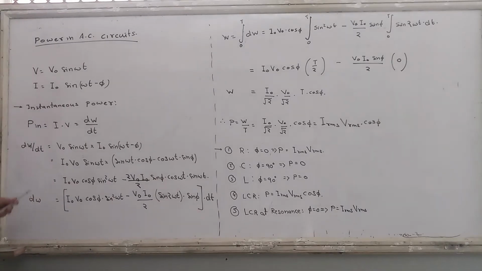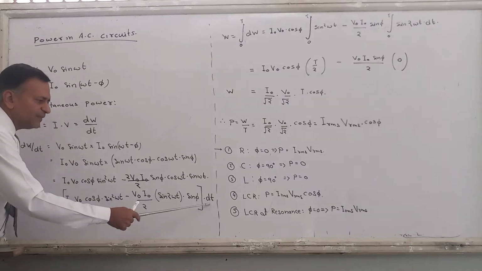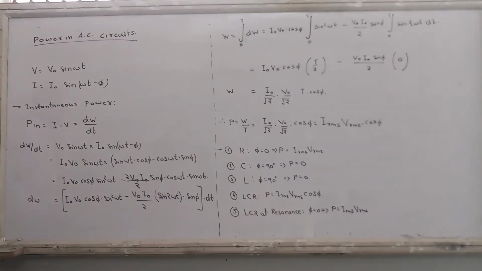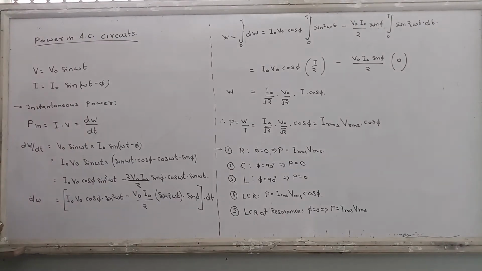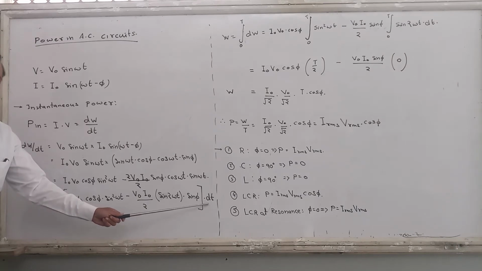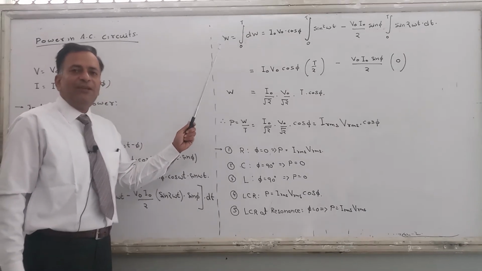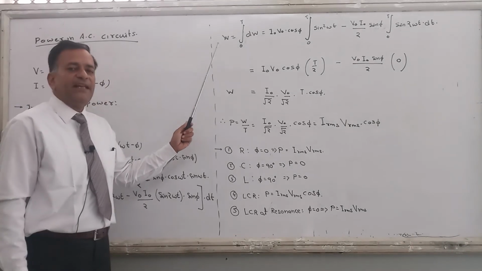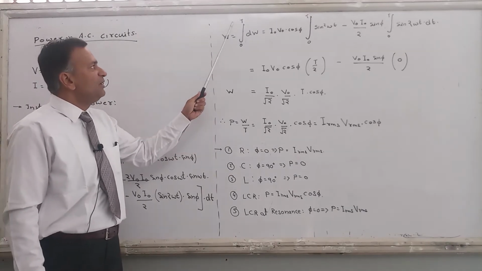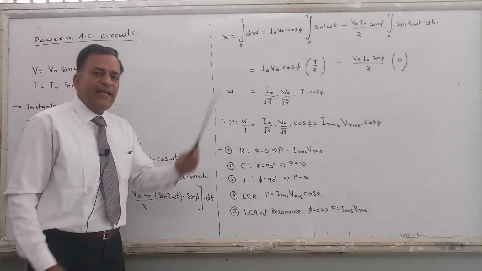And one more thing I am doing: this was dW over dt, so I have transposed dt from here to this, because अब मुझे क्या करना है? अब मुझे total work done find करने के लिए integration करना है. Integration with respect to what? With respect to time. Okay, in the next step, total work: I am calculating the total work for one complete cycle, that is from time 0 to t of dW.